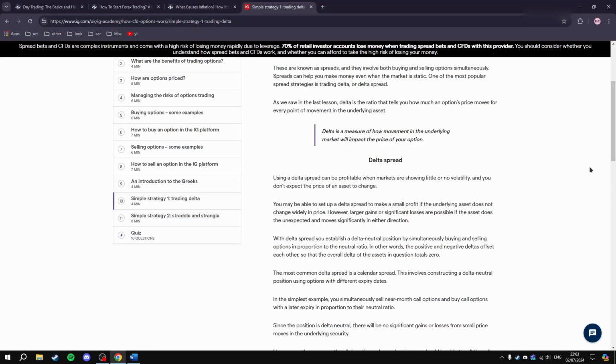Spreads can help you make money even when a market is static. One of the most popular spread strategies is trading delta, or delta spread.